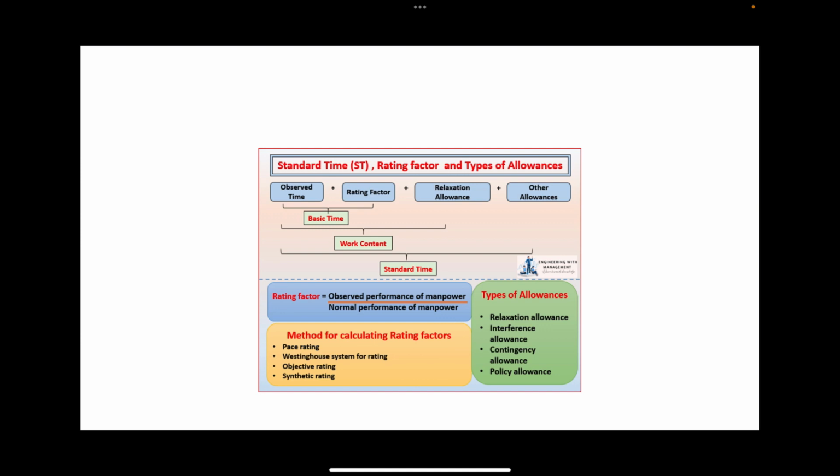That means observed time times rating factor gives you the basic time, plus the relaxation allowance is the work content, and plus other allowances will give you the standard time. The rating factor is found using these methods, and the allowances are the relaxation allowance, interference allowance, etc. Rating factor is defined as the observed performance of manpower divided by the normal performance of manpower.